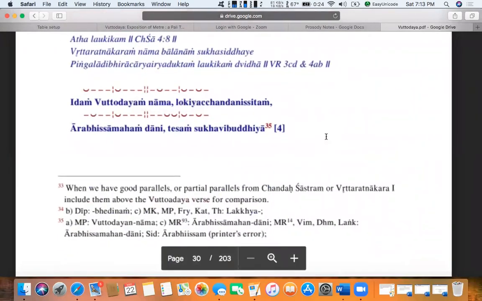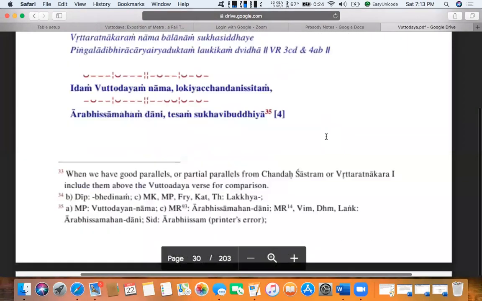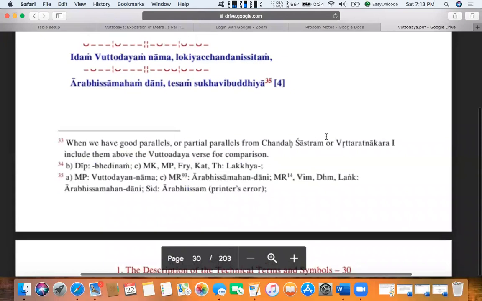Okay, so then the next stanza, the name of the book. Idang Vuttodayang Nama Lokiya Chandanisitang Arabhissa Mahang Dani Tesang Sukha Vibuddhiya. So the name of the book is Vuttodaya. Idang Vuttodayang Nama: the book named Vuttodaya. So here he presents the name of the book.